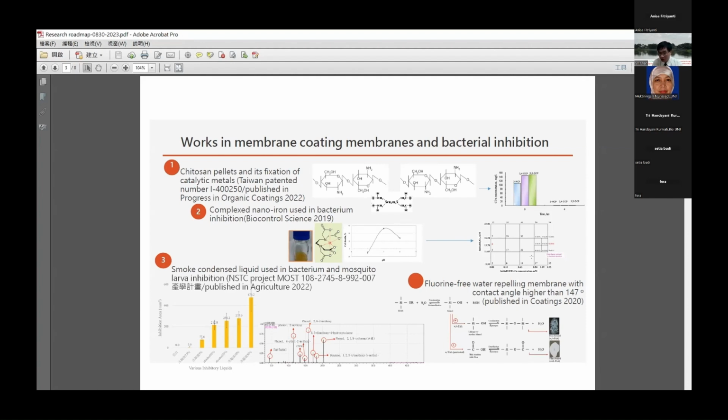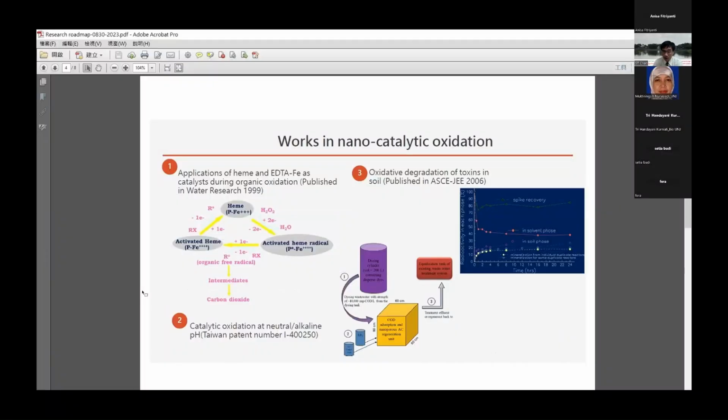Actually, we are using that at a very small dosage, and we can get 100% kill of the mosquito larvae. The reason we're doing this kind of research is that in Kaohsiung city, the city I'm in, we have a lot of problems with mosquitoes. So hopefully we can use this technology to prevent the growth of mosquito larvae. We got quite a few patents about it.